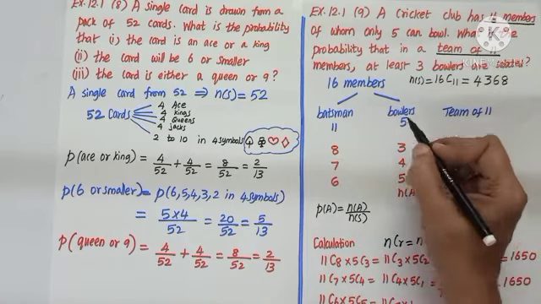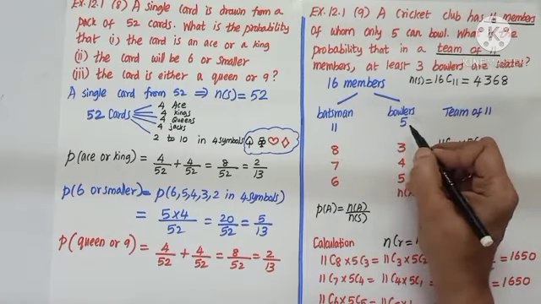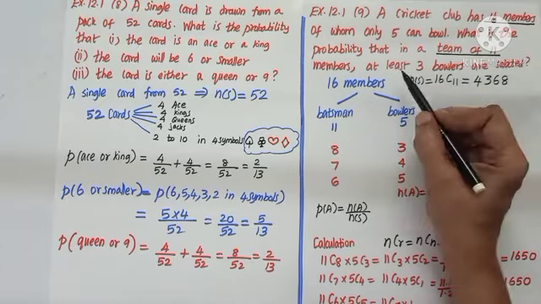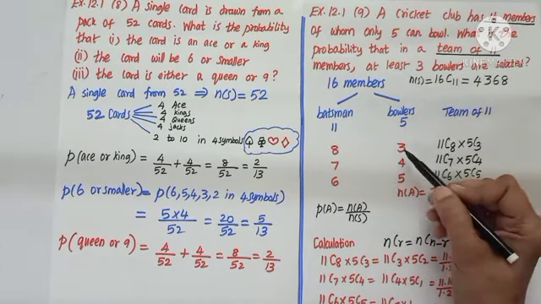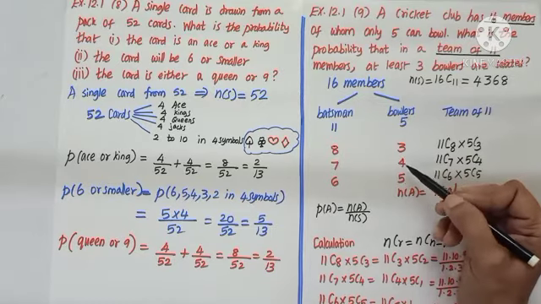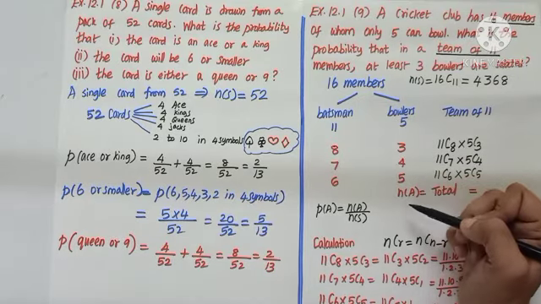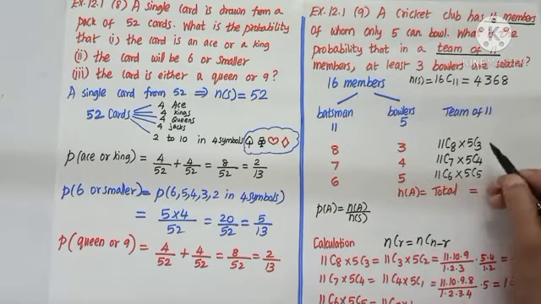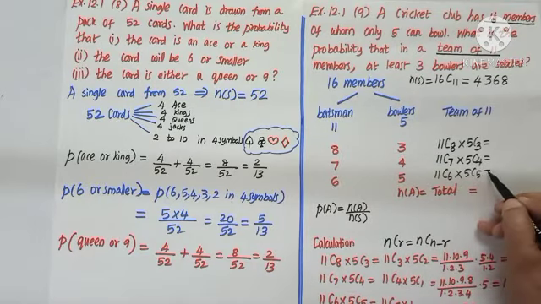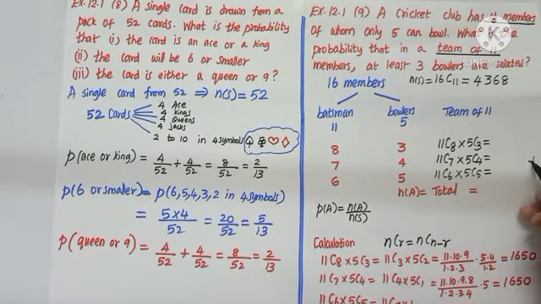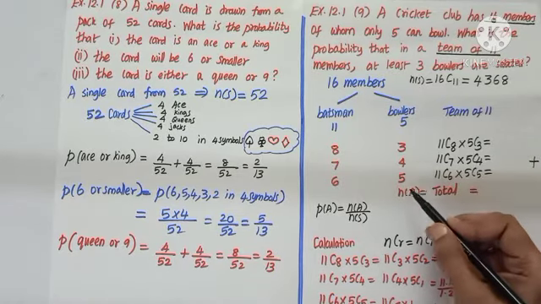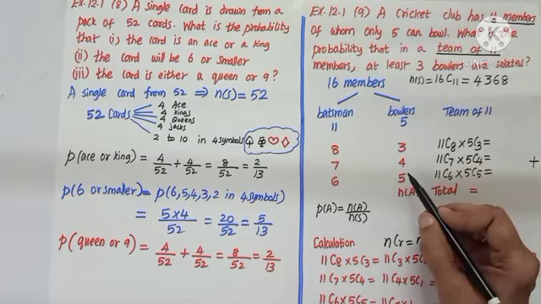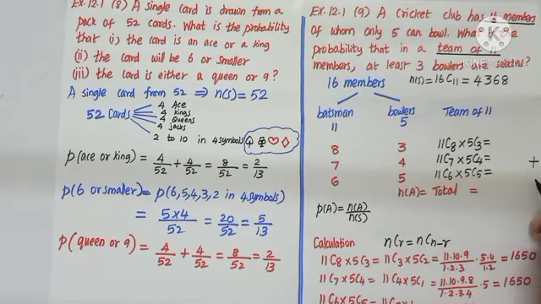Can I choose 6 bowlers? No. Because there are altogether only 5 bowlers. My question is at least 3 bowlers, so it would be 3 or more. So 3, 4, 5 are the only cases. All these answers I need to add, because either this way or this way or this way. So whenever I use the word or, I will be adding.